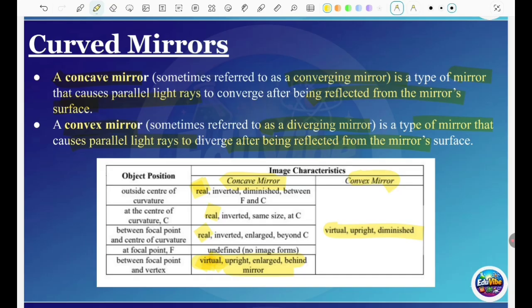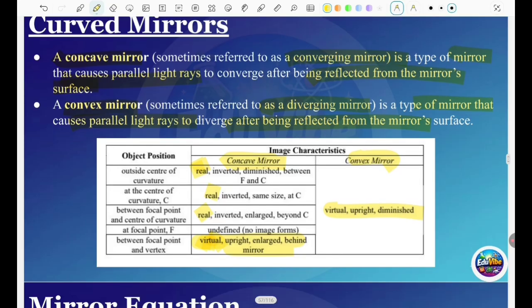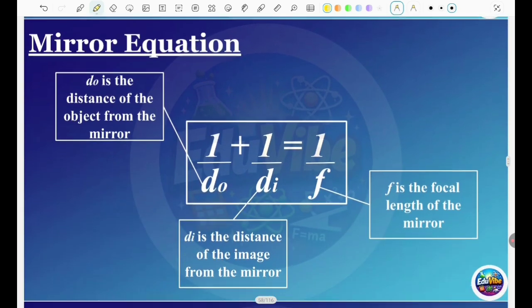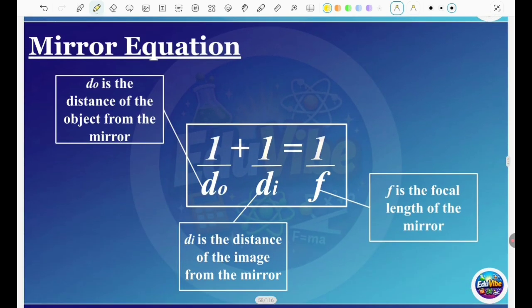If you don't know how to make ray diagrams, that is not very good, but you have to know how the rays can be drawn in the mirror and the lenses. They are separate concepts. Then we have a mirror equation which we use for the lenses too, for the mathematical analysis, which is 1 upon do plus 1 upon di is equal to 1 upon f, which is the focal length.